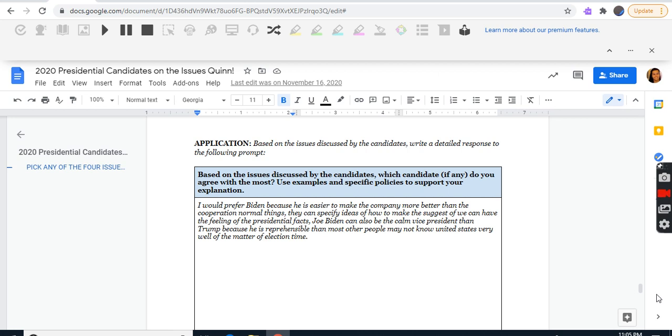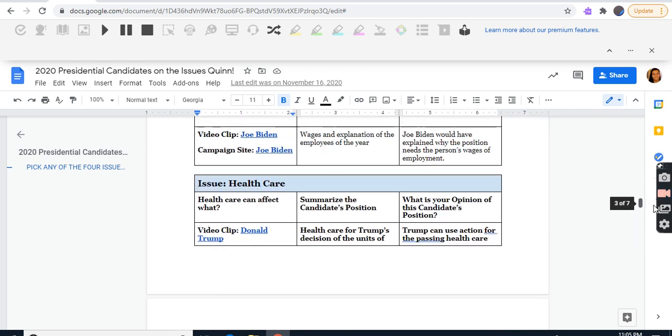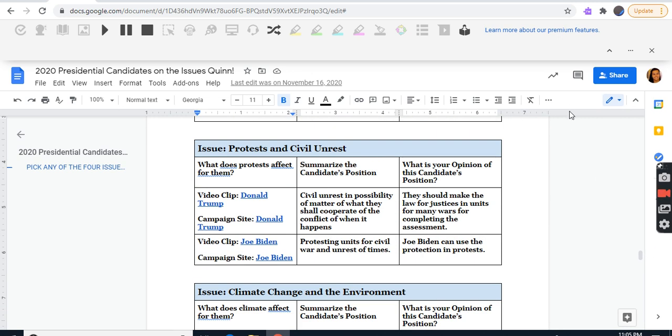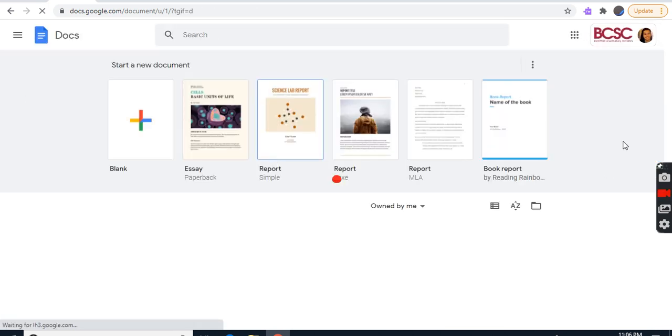So which candidate do I agree with? Probably the healthcare that I can say. Yeah, it's pretty interesting that I can see. Yeah, it's pretty interesting that I can basically check out.